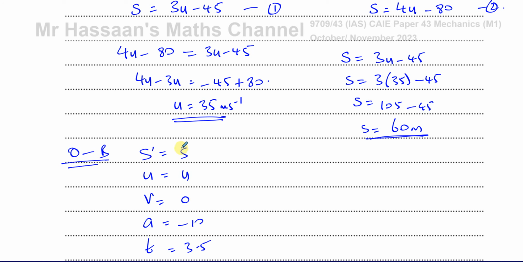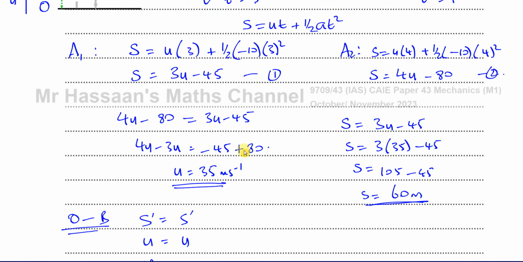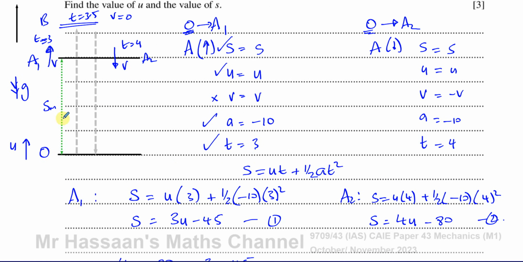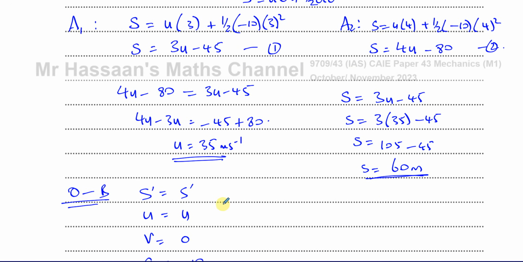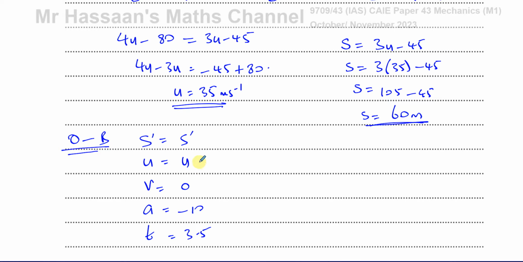I'll call it S dash. This is not the S that we're looking for. The S we're looking for is this S over here. The S referred to in this is now the highest point, which is not what we're trying to find. But we can find U from this.